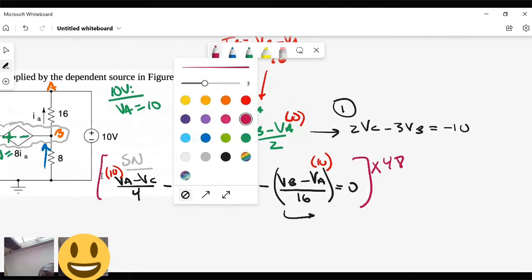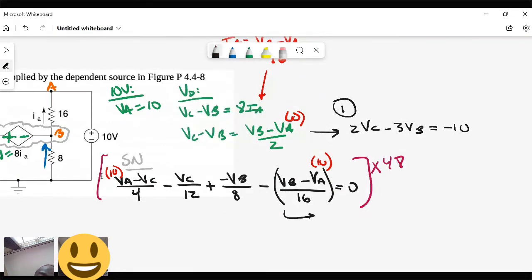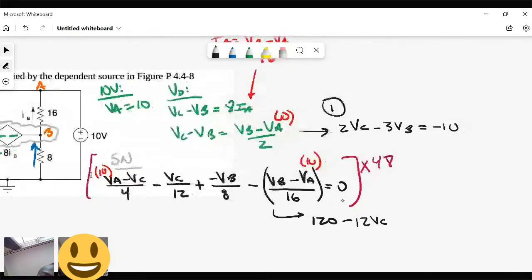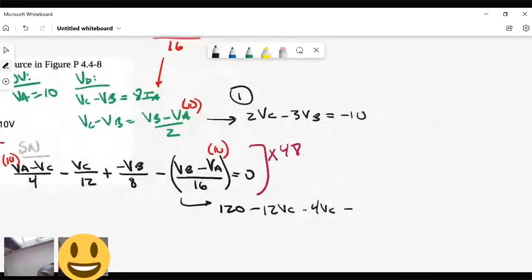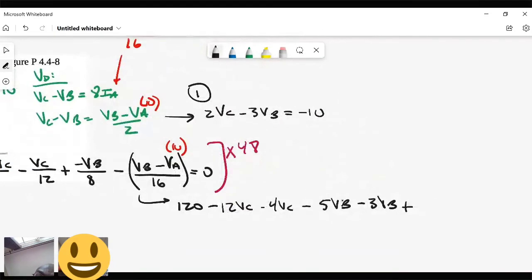So let's see what we get here. Put it in black. We get 48 over 4 is 12. So I get 12 VA, which is 120 actually. Then I get minus 12 VC. Then minus 4 VC. Then minus, and then it'll be 5 VB, and then minus 3 VB here, and that'll be plus, and then 3 times VA, which is 30.